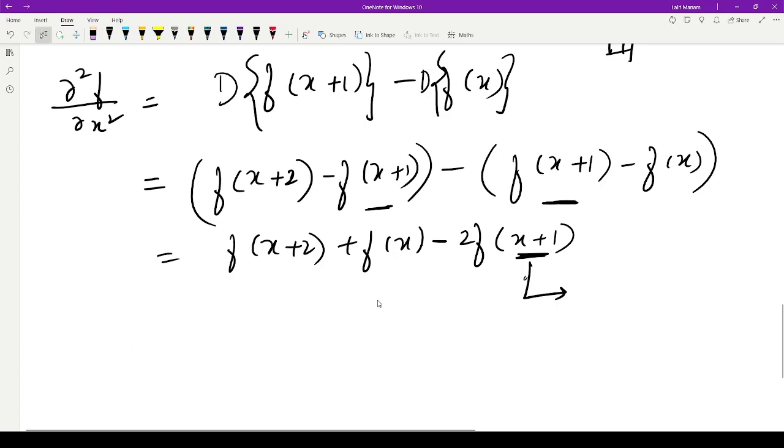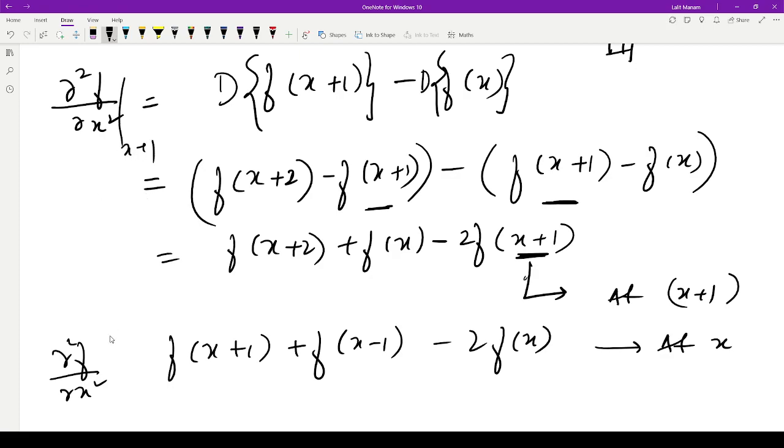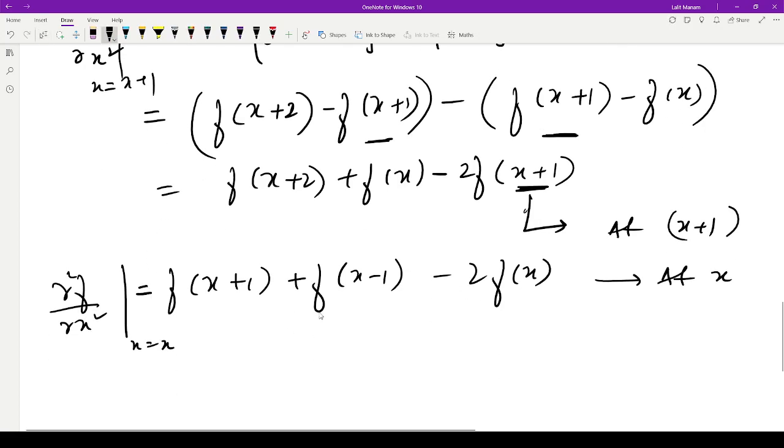If I take it equivalently for x, what will it be? f of x plus 1 plus f of x minus 1 minus 2 f of x, right? This is at x, this is at x plus 1. Everyone agrees with this? Yes, sir. Okay, so this is at x plus 1, this is at x equals x. Given this, how will the kernel look?